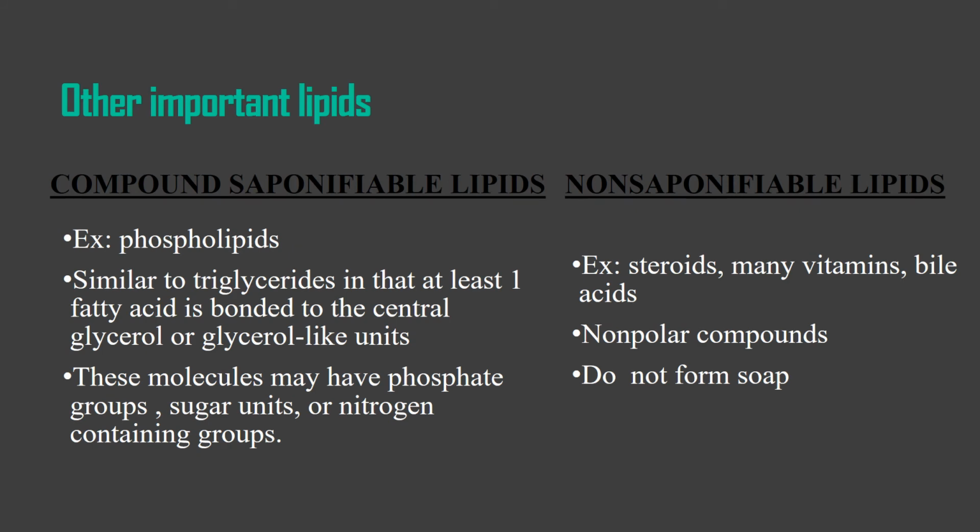Other important lipids. We have 2 types of lipids: compound saponifiable lipids and non-saponifiable lipids. An example of compound saponifiable lipids is phospholipids. They are similar to triglycerides in that at least one fatty acid is bonded to the central glycerol or glycerol-like units. These molecules may have phosphate groups, sugar units, or nitrogen-containing groups. Moving on to non-saponifiable lipids, like steroids, vitamins, and bile acids. These are nonpolar compounds that do not form soap.